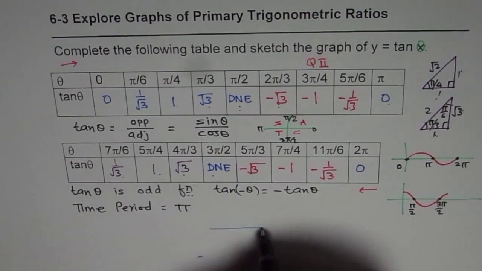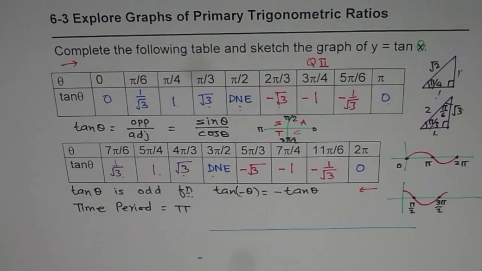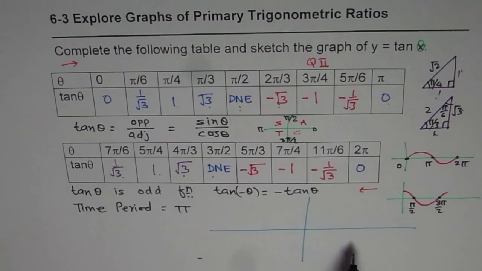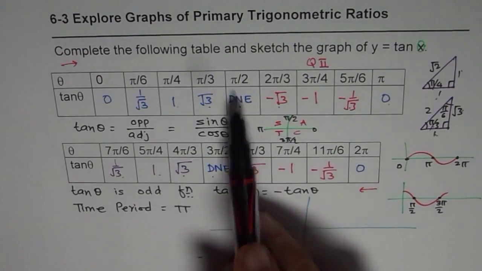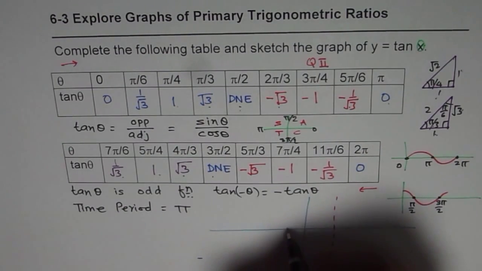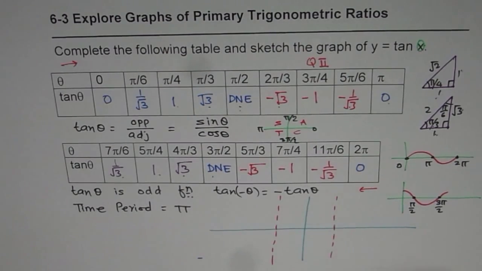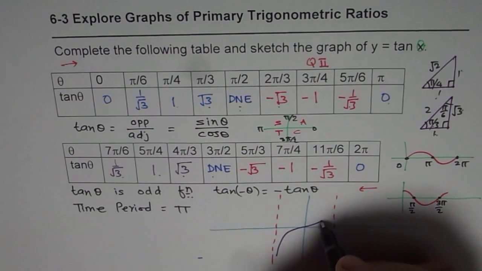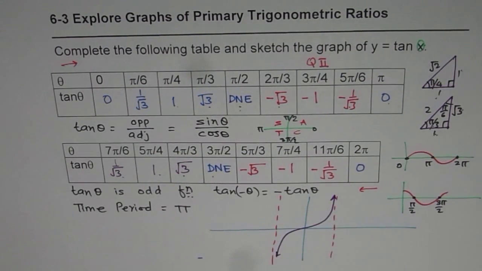So let me sketch it here and leave some space for writing the key values. From these values I'll make a rough sketch. You do it on graph paper, plotting all these values. As we saw, it has a time period of pi, and it does not exist for pi by 2. So let us say this is pi by 2, and even for minus pi by 2 it will not exist, right? So it is minus pi by 2, like this. So the basic function will kind of look like this. Okay, and it repeats after every pi.